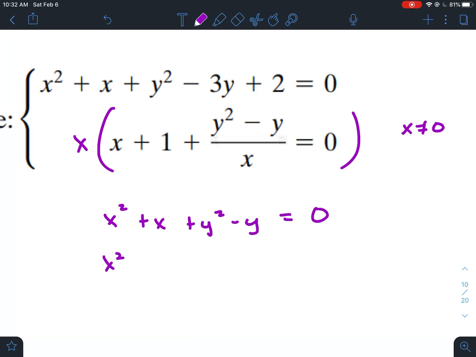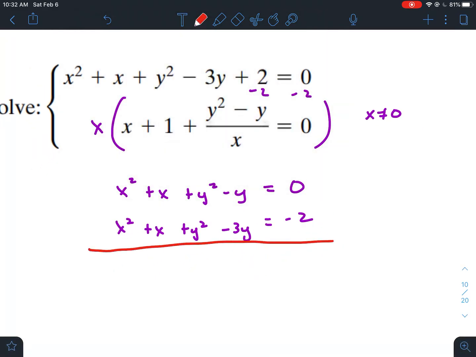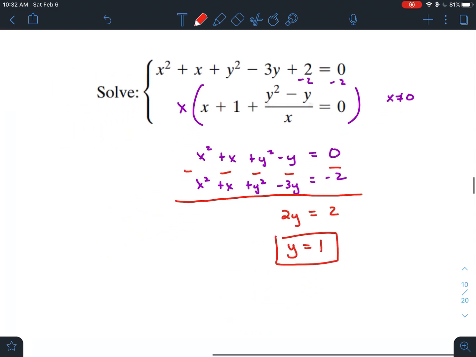And then that top equation is x squared plus y squared minus 3y. And then I'm going to subtract that 2 over, equals negative 2. Now notice what happens if I were to subtract these two equations, all of my x terms would go away. So I get x squared minus x squared is 0, x minus x is 0, y squared minus y squared is 0, negative y minus negative 3y is 2y, and 0 minus negative 2 is 2. So I get y equals 1 is my only value for y that would work.